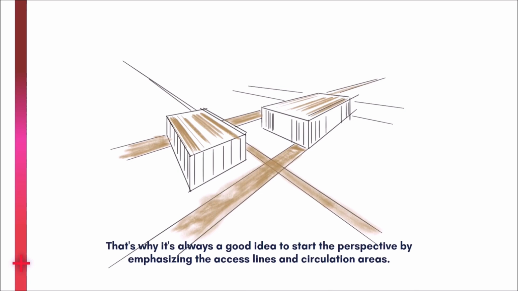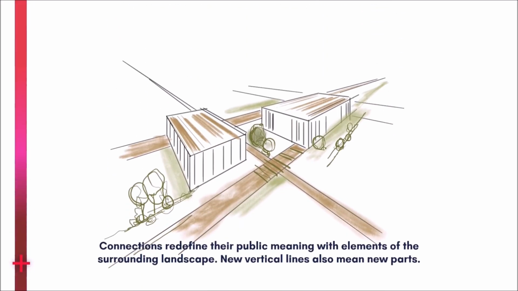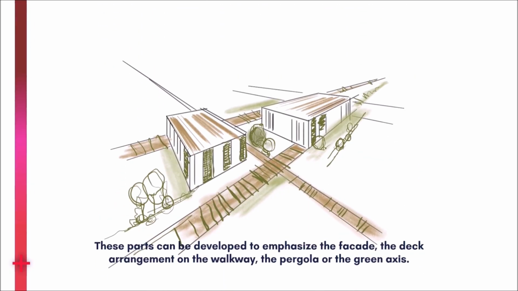That's why it's always a good idea to start the perspective by emphasizing the access lines and circulation areas. Connections redefine their public meaning with elements of the surrounding landscape. New vertical lines also mean new parts. These parts can be developed to emphasize the facade, the deck arrangement on the walkway, the pergola or the green axis.